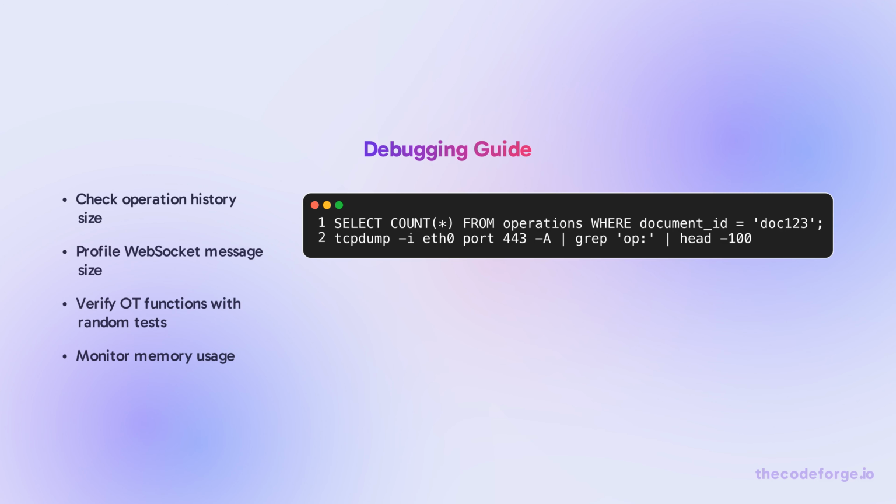To debug issues, first check the operation history size per document. Profile WebSocket message size to identify bottlenecks. Use random test harnesses to verify OT functions satisfy TP1, TP2. Monitor memory usage to catch unbounded growth early.